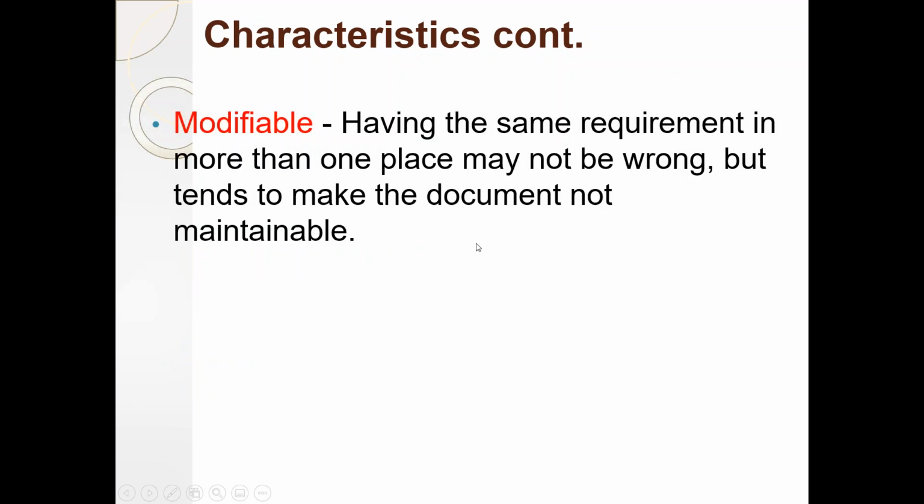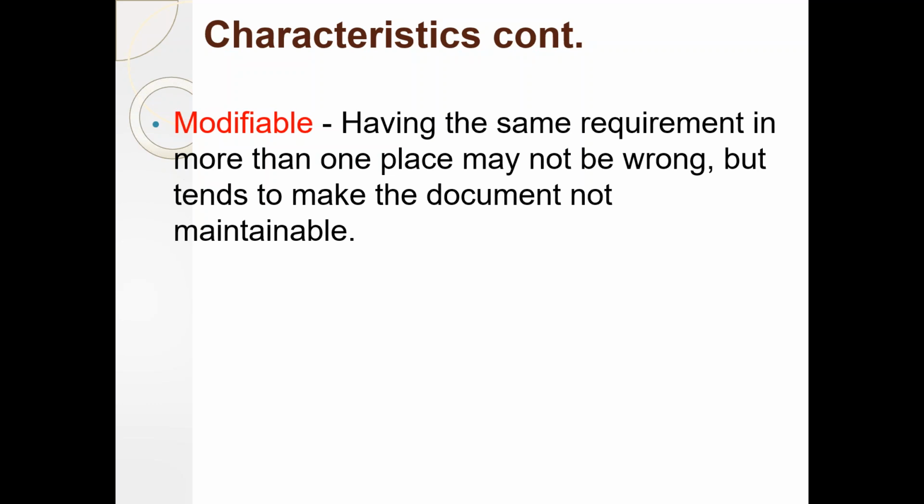All right, so we're now at modifiable. Having the same requirement in more than one place may not be wrong, but it tends to make the document not maintainable. Meaning that if you say one thing somewhere, don't say it again, because if you have to change that particular requirement, you're going to have to search for it somewhere else where you remember you had placed it. You have to go there and find it and modify it there as well.